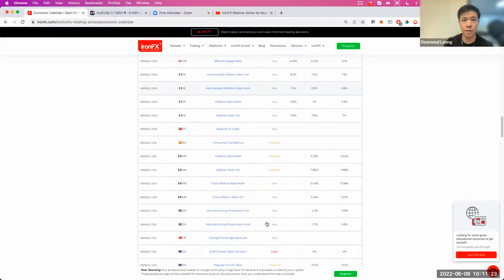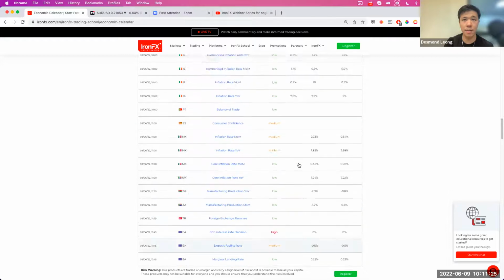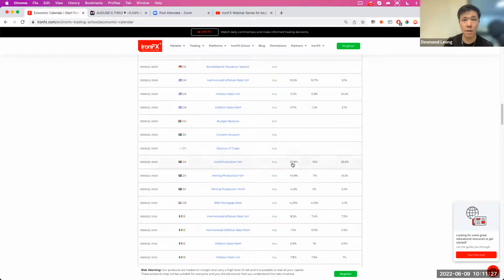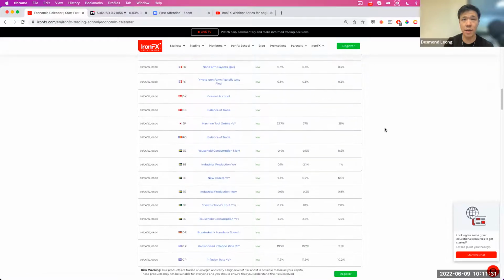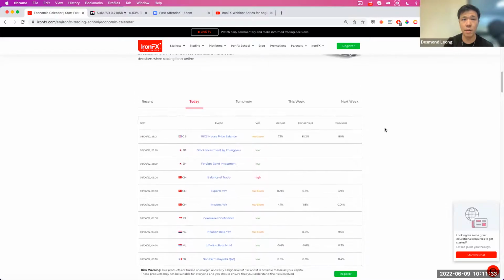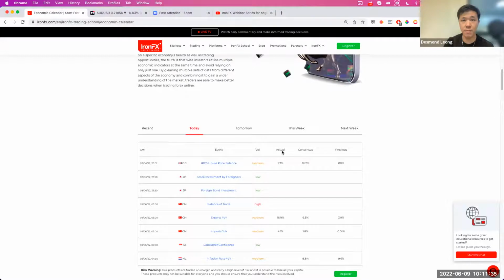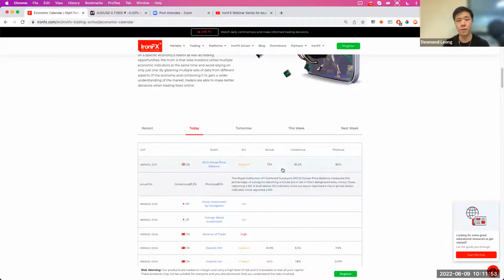I want to show you the difference between a high impact news event and a medium impact news event. I know you can't see it over here, but I'm going to scroll all the way up to here. This is the actual, consensus, and previous, right? What moves the market is if the actual value is different from the consensus, not so much the previous, we're only comparing the actual and the consensus. Because if the actual is different from the consensus, that's where it moves a little bit more.